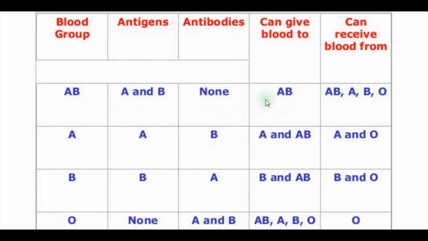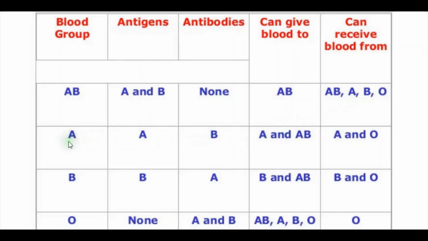They can give only to AB blood group persons, and they can receive the blood from AB group, A group, B group and O group, all the groups of persons. So these AB blood group persons are known as universal recipient. They can receive the blood from all the blood groups.